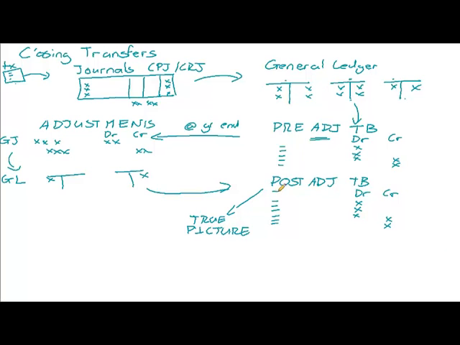And this is where we are now. We've got our new list, the post-adjustment trial balance, and this is where my closing transfers are going to come in. And with the closing transfers, we're going to close off everything in the nominal account section in the post-adjustment trial balance, and we're going to close it off to the retained income account, and you'll see how we do that just now.